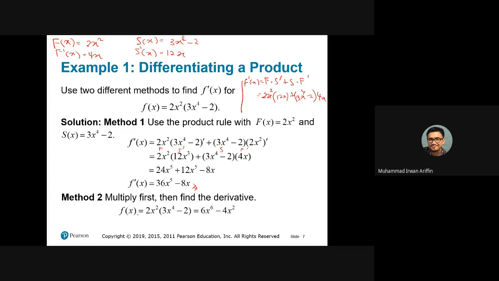Now from this function, we can simply find the derivative. So 36x to the power of 5 minus 8 multiplied with x. Either way, you're going to get the same answer. This is where we apply this formula. This is what I like to call the direct attack: you expand the function itself, you multiply it first and then you find the derivative.